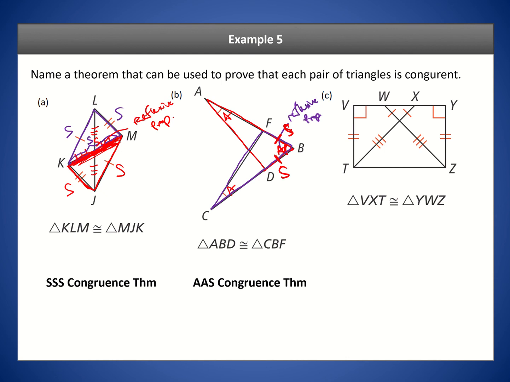Now for the third one, we have a right triangle here. And notice that we have a hypotenuse and a leg, so we can probably use some kind of hypotenuse leg theorem. Now if you look at this other right triangle, we have a hypotenuse corresponding to a hypotenuse on the other triangle. We have the same leg corresponding to the same leg on the other triangle. And so this is definitely going to be an HL theorem.